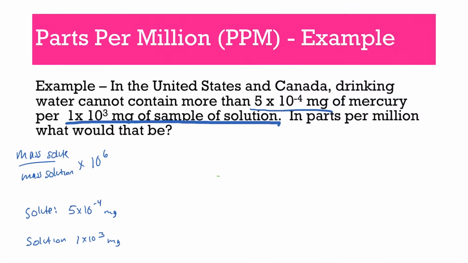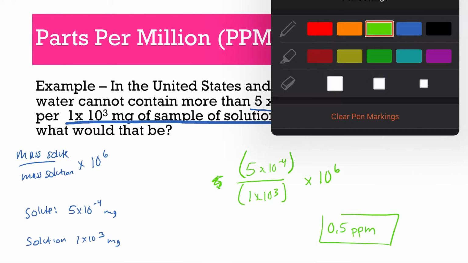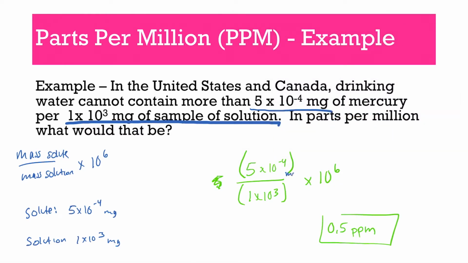Let's just plug into the calculator. We get 5 times 10 to the negative 4 over 1 times 10 to the 3. Now, if you're using a scientific calculator, use parentheses. They are your best friend. If I were you, I would do this part separately and then do times 10 to the 6th. And so when you do that, you get 0.5, and your unit is ppm, because milligrams and milligrams cancel. So your unit is ppm, and that's it. Literally just part over whole times 1 million.